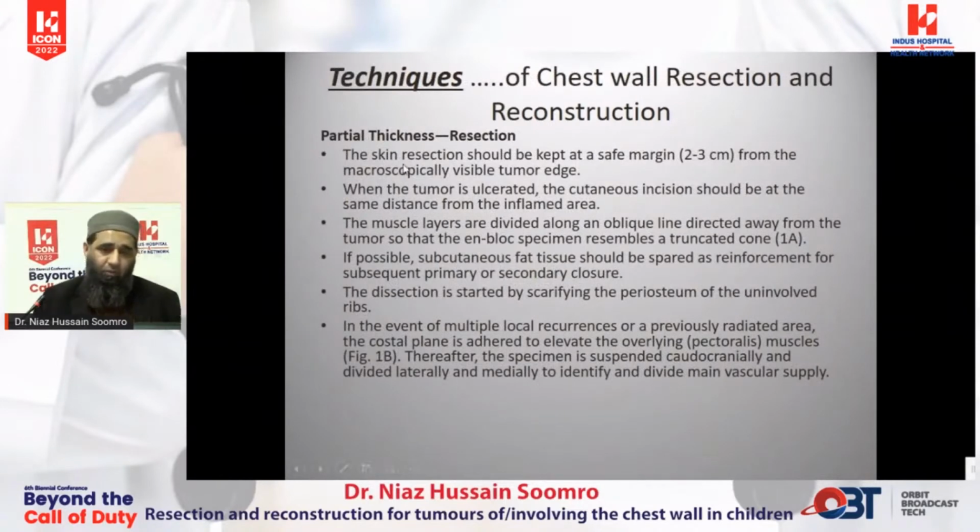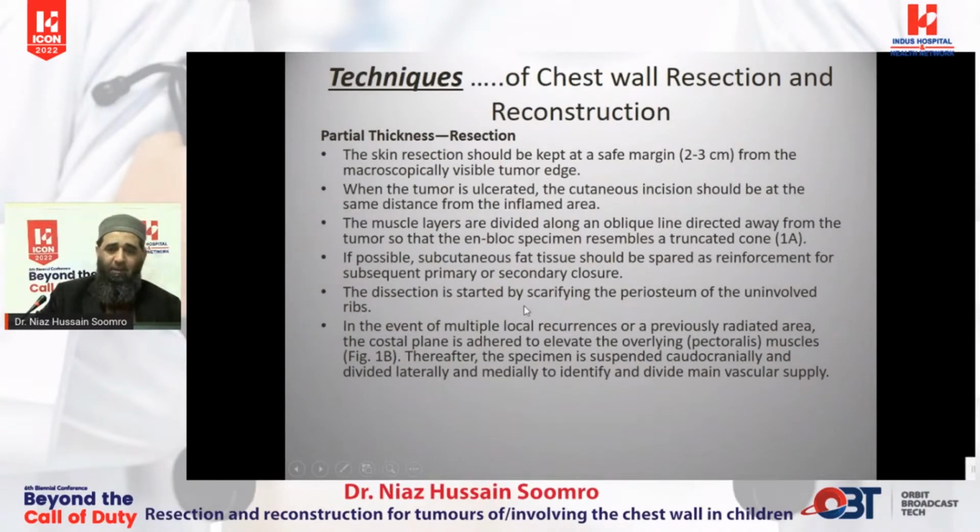Here we will now discuss partial thickness resection. This is the technique. The skin resection should be kept at a safe margin, 2 to 3 centimeters from the macroscopically visible tumor edge. When the tumor is ulcerated, the cutaneous incision should be at the same distance from the inflamed area. The muscular layers are divided along an oblique line directed away from the tumor so that the en bloc specimen resembles a truncated cone. If possible, the subcutaneous fat tissue should be spared as reinforcement for subsequent primary or secondary closure.